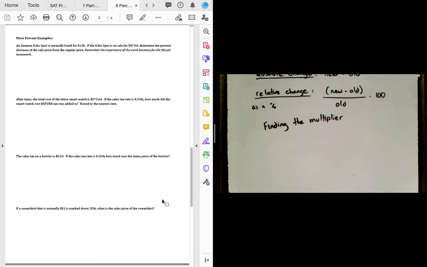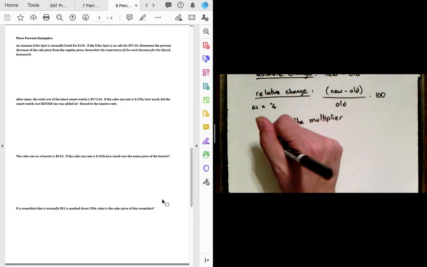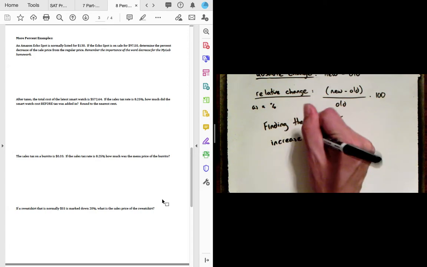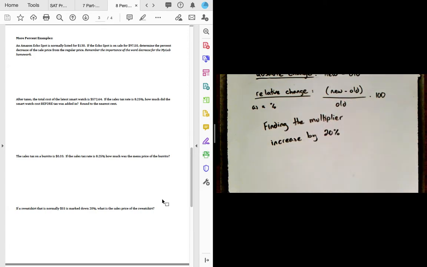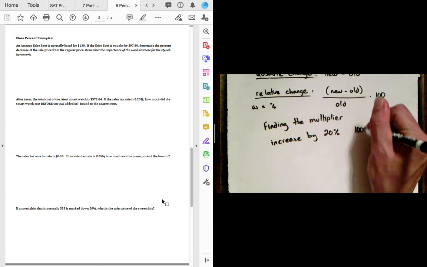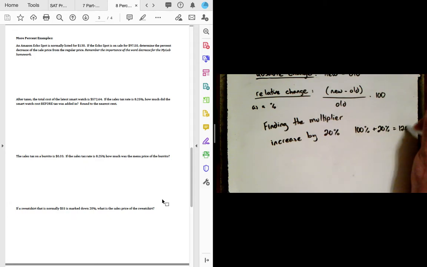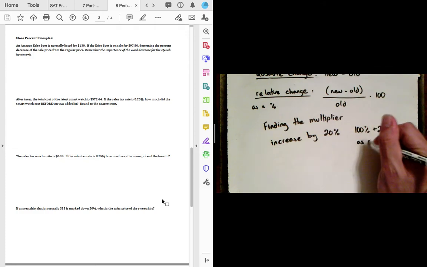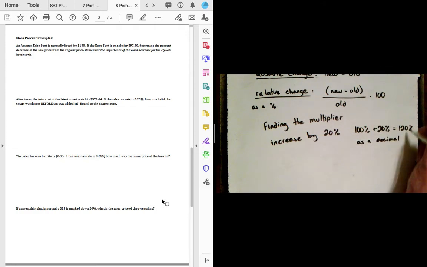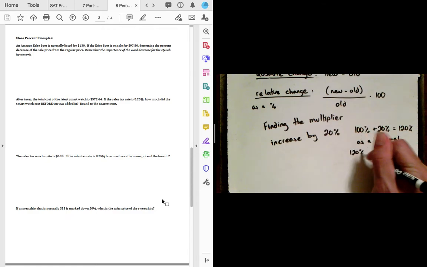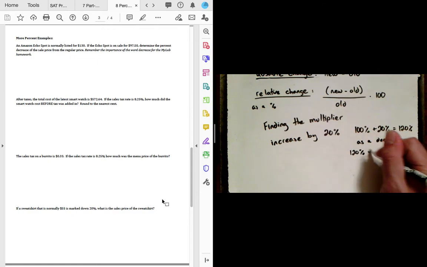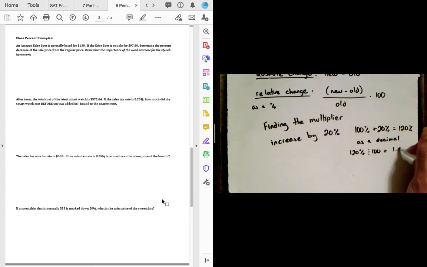So a good way of explaining that is if I want to increase by 20%, for example, what I'm going to do is I'm going to start out with my 100%, and because I'm increasing, I'm going to add 20% to that, which gives me 120%. And then, because I'm talking about this idea of a multiplier, I take this percentage and I express it as a decimal. And so 120%, again, if we want to express a percentage as a decimal, then we just divide by 100, and this gives us 1.2. This is our multiplier.